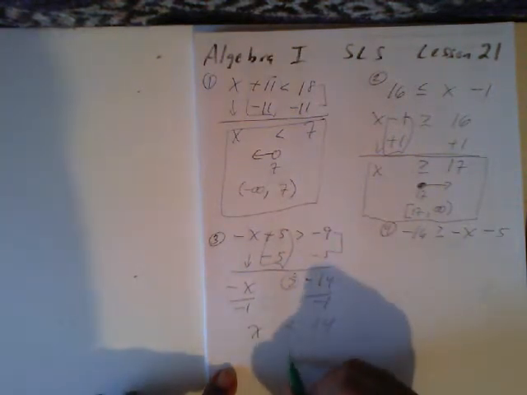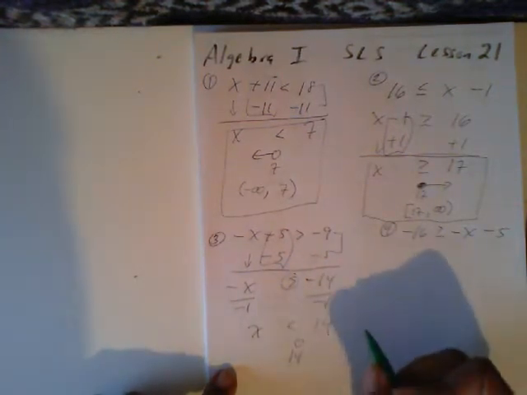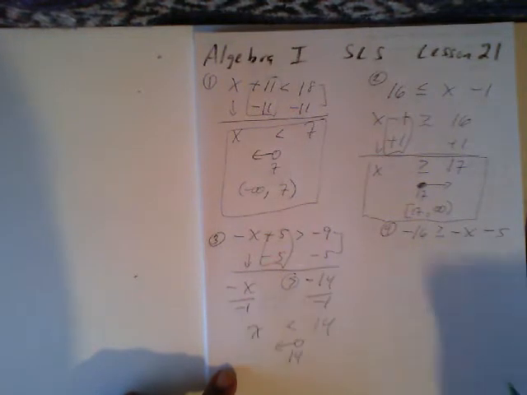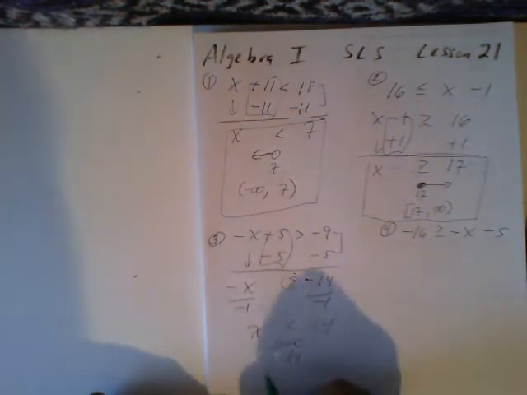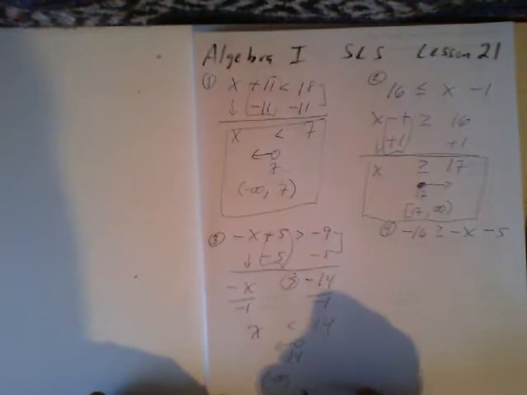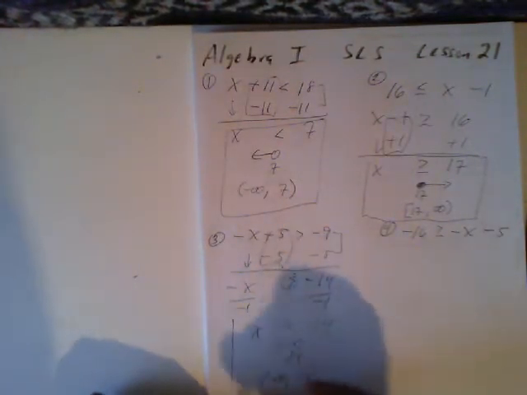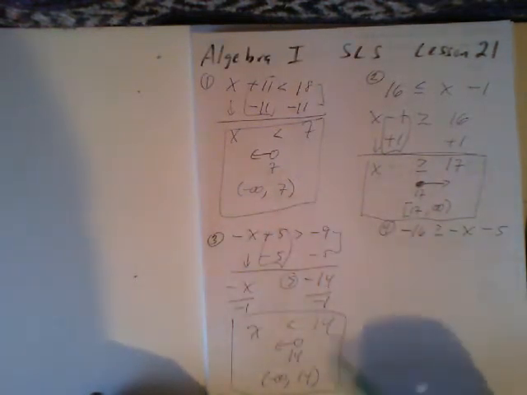Now the graph of this is an open circle at 14, and the graph goes to the left. Furthermore, the interval notation is negative infinity to the left, 14 to the right, but parenthesis. So these are your three solutions.